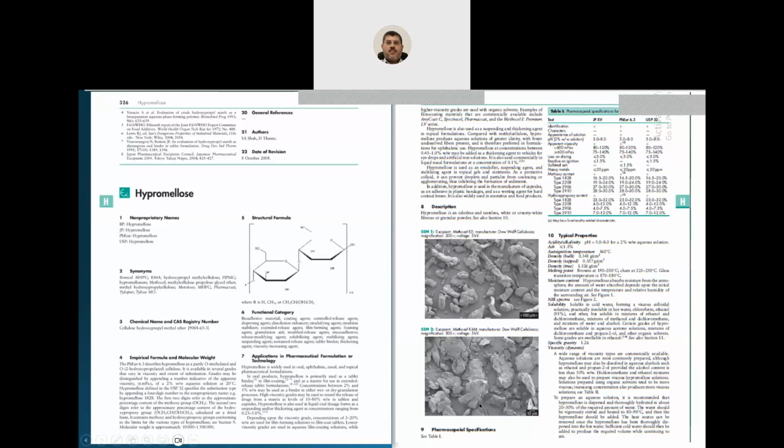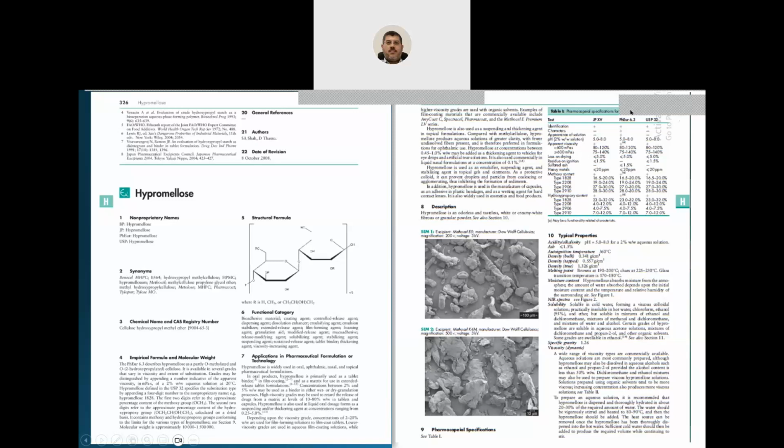It gives you a description. How is the appearance of this material? The specifications, pharmacopoeia specifications. You can see the tests here. Differences between different pharmacopoeias, the Japanese Pharmacopoeia, the European Pharmacopoeia and the USP. They may be similar in some tests, and there may be some differences in some tests. Okay.